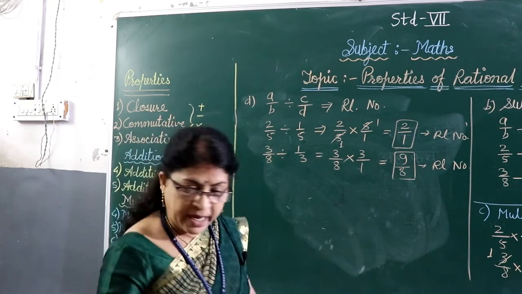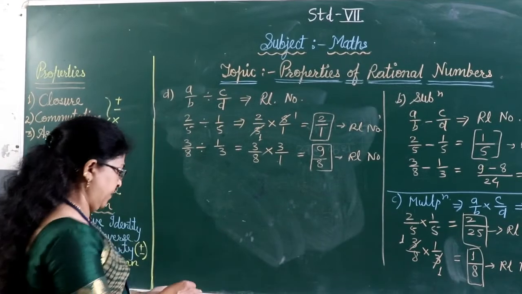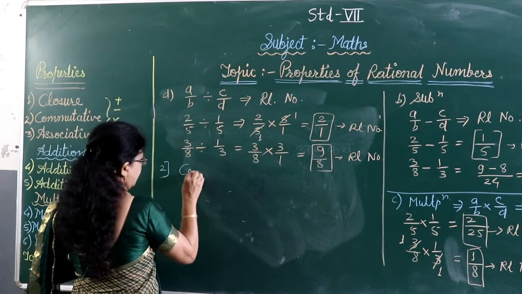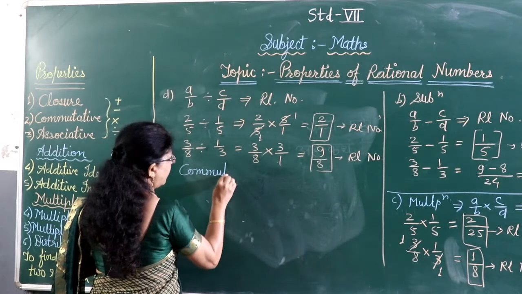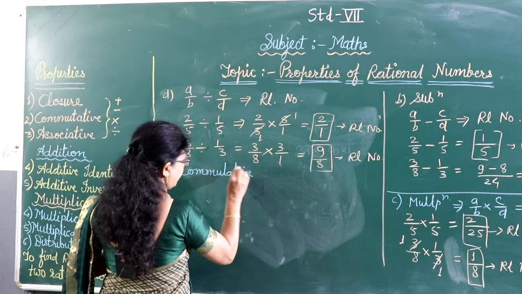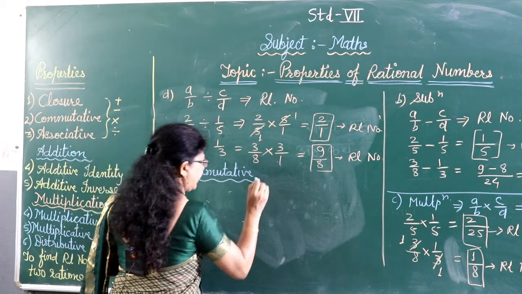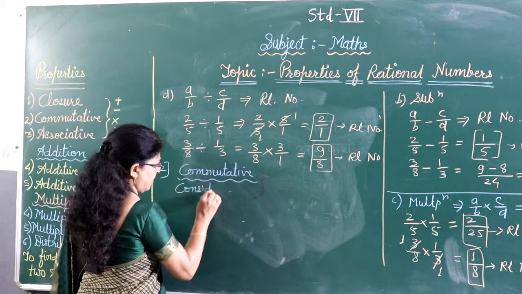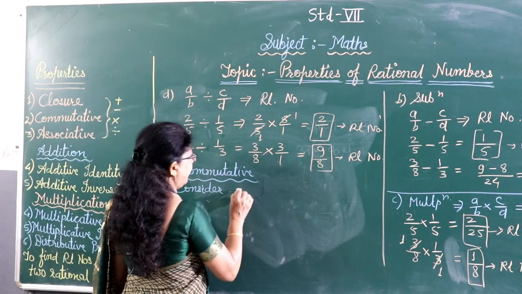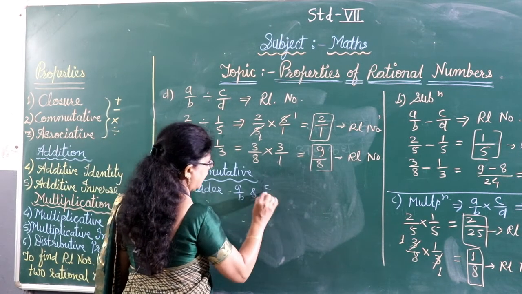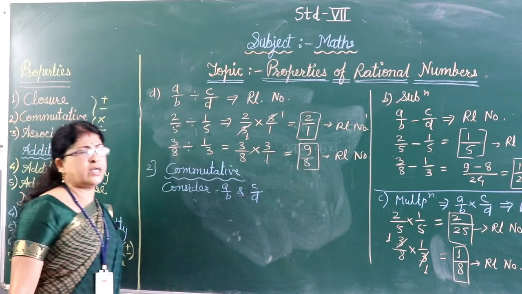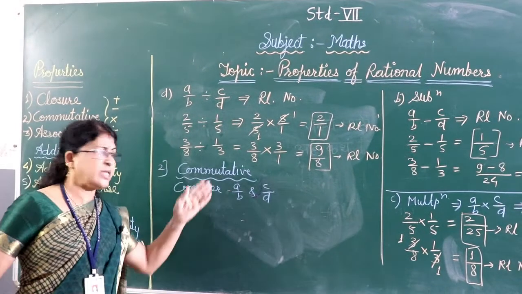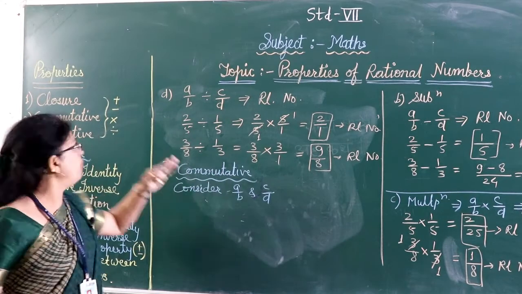Right? Now the next property is commutative property. What is commutative property? Now we will learn. Second property is called commutative property. In commutative property, here also we will consider two rational numbers, say A upon B and C upon D. These two rational numbers we will consider. Okay, now again the same property, commutative, we will apply for all these 4.